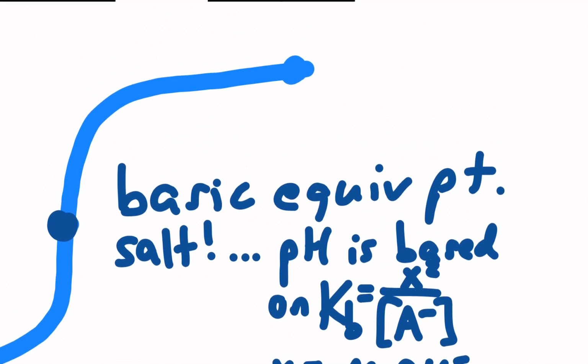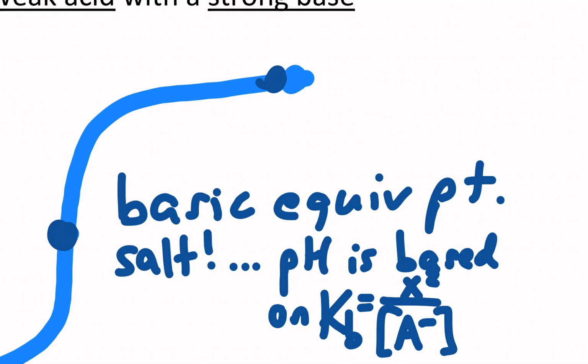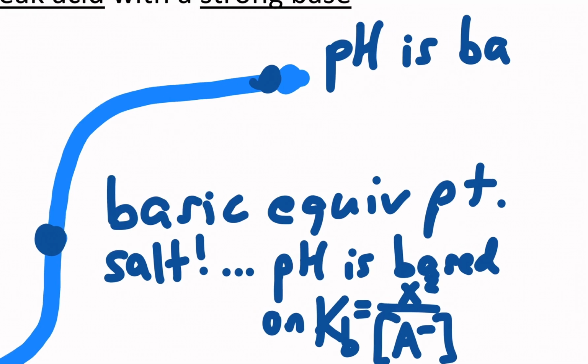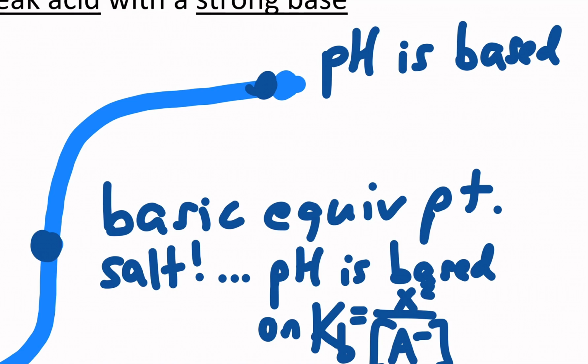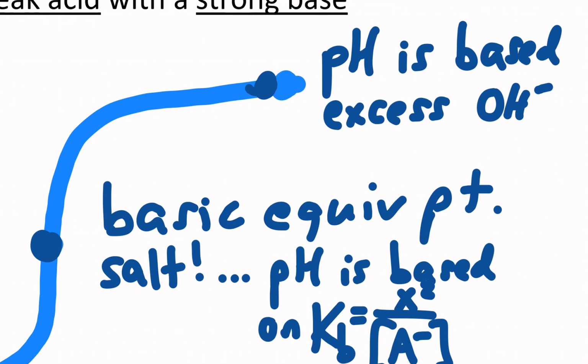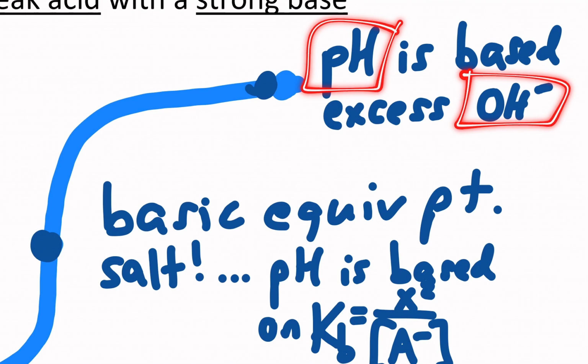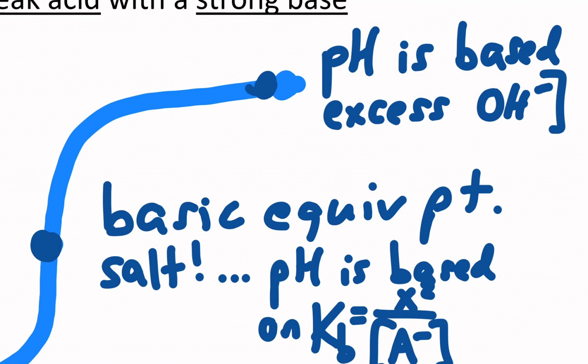What about at the very end? Somewhere at the very end, or frankly anywhere along this highlighted plateau, here the pH we'll see is based on excess hydroxide, which is how you get the pH of something that's strong. You just figure out what the molarity is, you take the negative logarithm of it, and you're there. Maybe you subtract it from 14. There's no K values needed for this because it's all strong stuff.